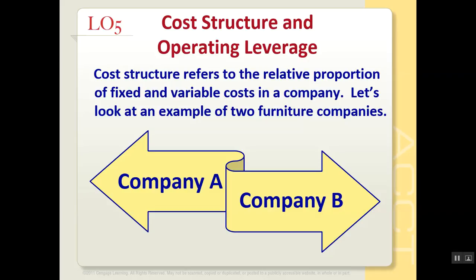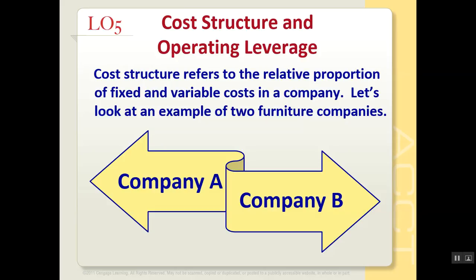For example, a highly automated manufacturing company would have large investments in their property, plant, and equipment and would have a lot of fixed costs. That would be the majority of their costs. On the other hand, you could have a labor-intensive company whose cost structure is mainly made up of variable costs.